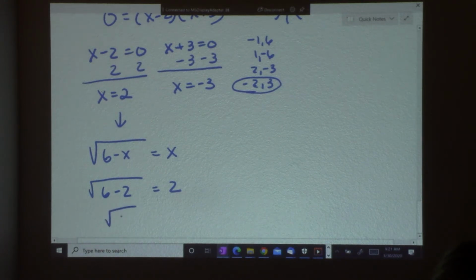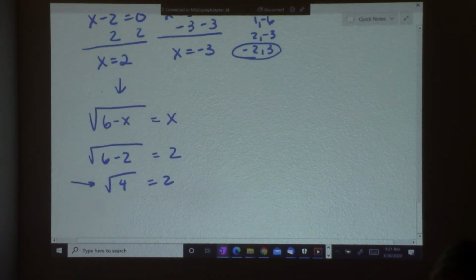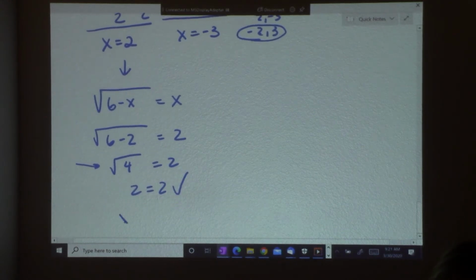So 6 minus 2 is 4. Is the square root of 4, only positive out here, is that 2? Yes. So my answer, x equals 2, does work.